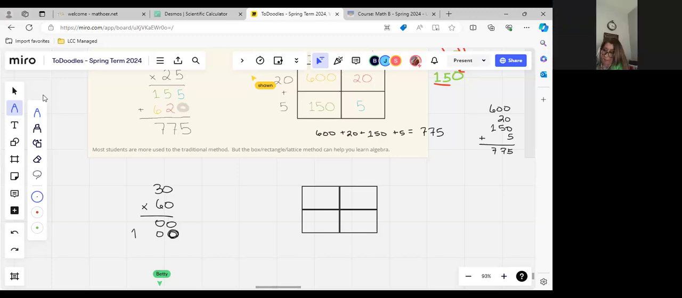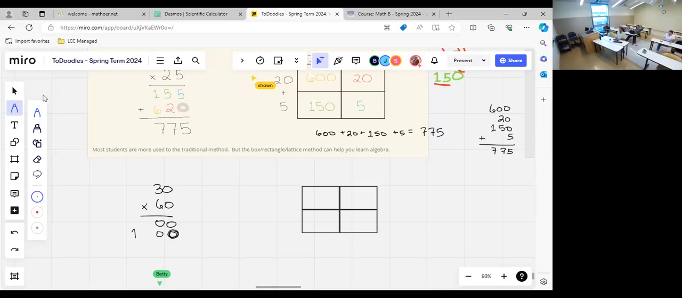We could also do our memory trick of, well, 3 times 6 is 18. If you write that, and then there's two zeros that go after it. You can use the shortcut.